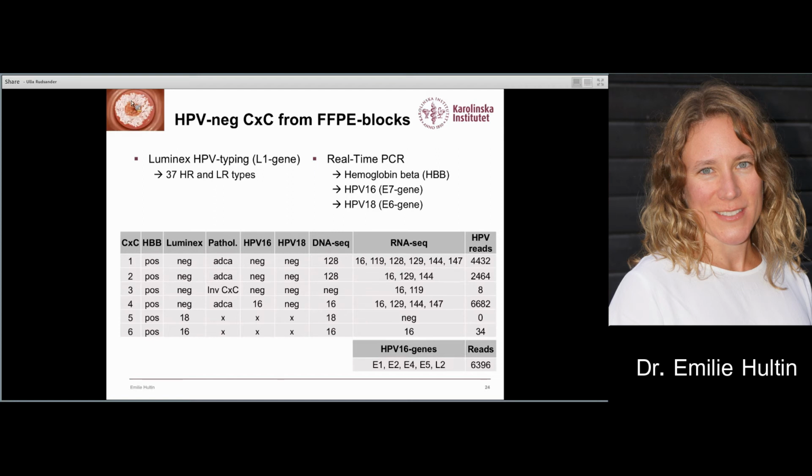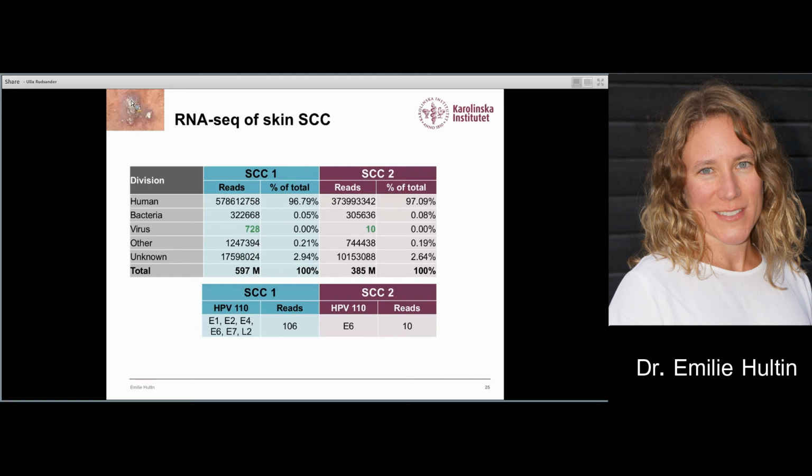The last part of this study was that we also sequenced RNA from 2 different squamous cell carcinomas of the skin. So we see the results here from the 2 different samples. And looking at the viral reads, we detected 106 reads that mapped to HPV 110 in sample number 1, and 10 reads of HPV 110 in sample number 2. So in this study, we could detect actively transcribed HPV in squamous cell carcinomas.